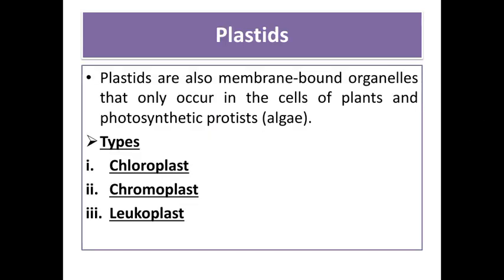Next is the plastids. Now the plastids are also a membrane bound organelle that is present only in the plants and photosynthetic protists, कि उनके अंदर ये प्रेजेंट है जो कि फोटोसिंथेसिस कर रहे हैं. ठीक है, तो ये सिर्फ और सिर्फ प्लांट्स के अंदर और उन प्रोटिस्ट के अंदर प्रेजेंट है जो फोटोसिंथेटिक हैं. और प्रोटिस्ट फोटोसिंथेटिक कौन सी हैं? वो है सिर्फ और सिर्फ एल्गी. And now the plastid is of three types: chloroplast, chromoplast and leucoplast.